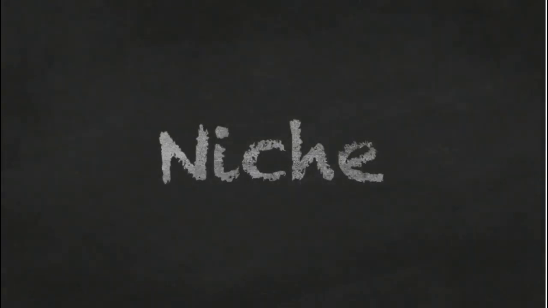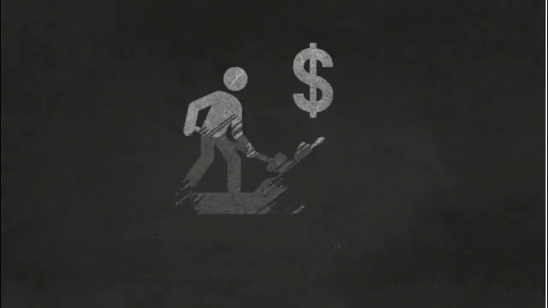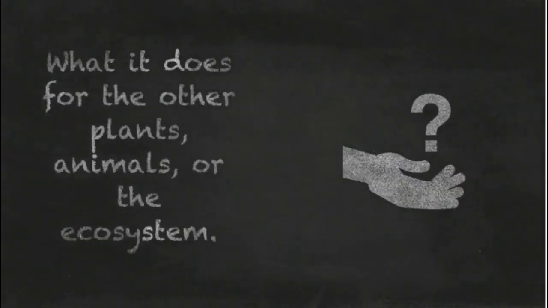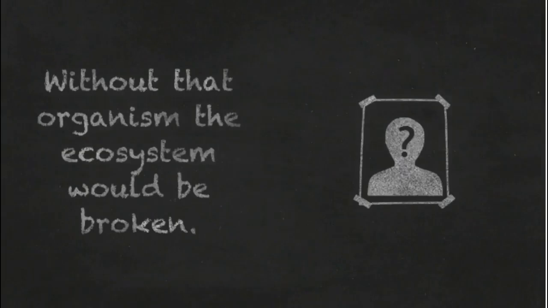Now it's time for the next word, niche. A niche is similar to a role or job that an organism plays in an ecosystem. The niche is what that organism does for the other plants, animals, organisms, or the other elements in the ecosystem. If we took one specific plant or animal out of an ecosystem, it would become broken because it would have no one to do the jobs that it did.